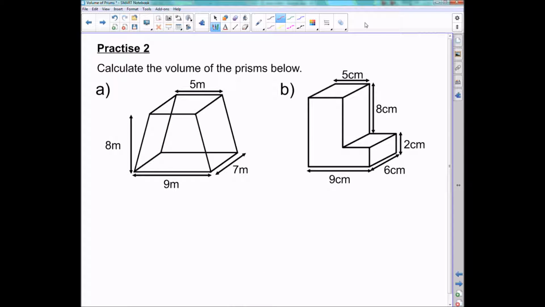Okay, so here's two for you to have a go at. Pause the video, have a go at them, and then I'll run through the answers in a moment.